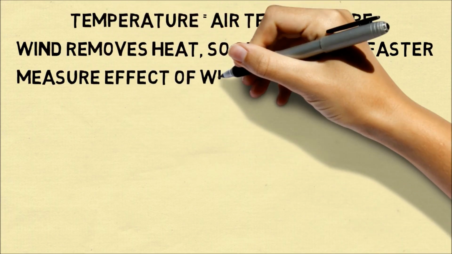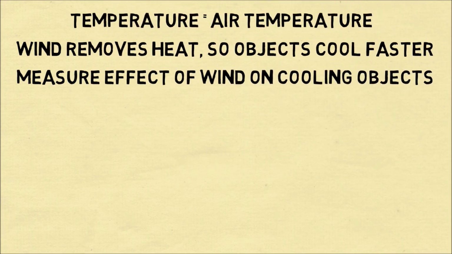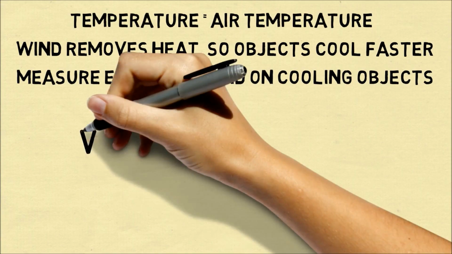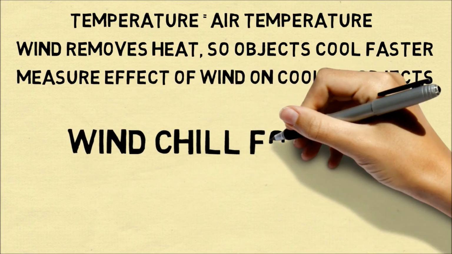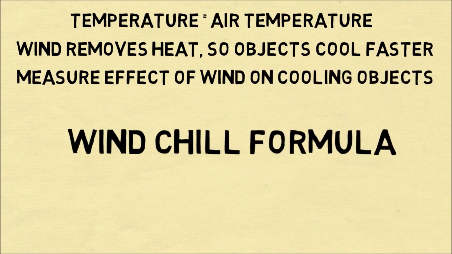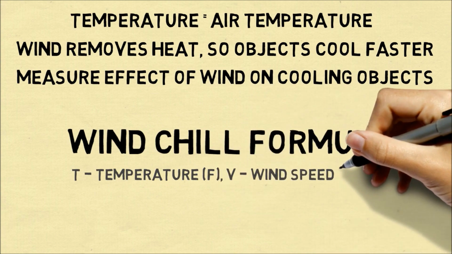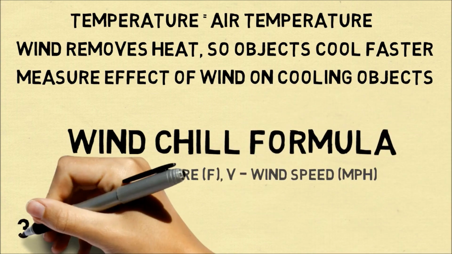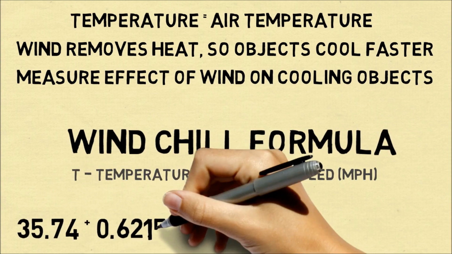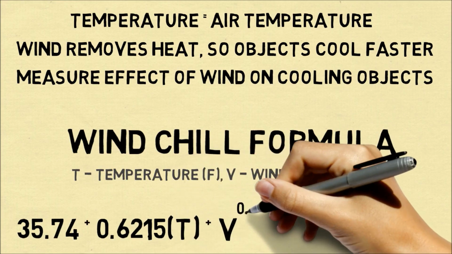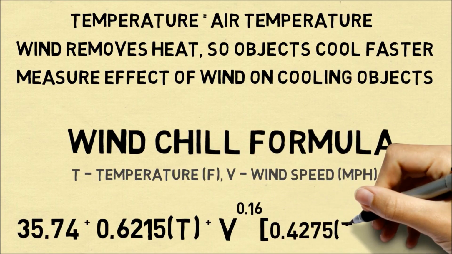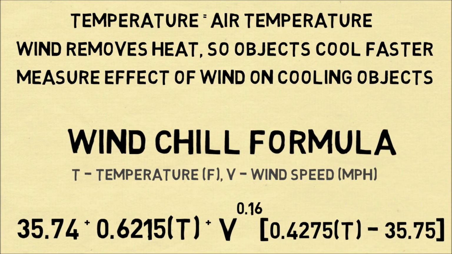So scientists have actually measured the effect that wind has on cooling objects. In some of the original studies, they looked at how quickly water in a plastic bottle would cool when there's a lot of wind. They summarized the results in a wind chill formula. So this is a formula that takes the temperature in Fahrenheit and the wind speed in miles per hour and converts it to an equivalent temperature of how much that wind is going to reduce the temperature.